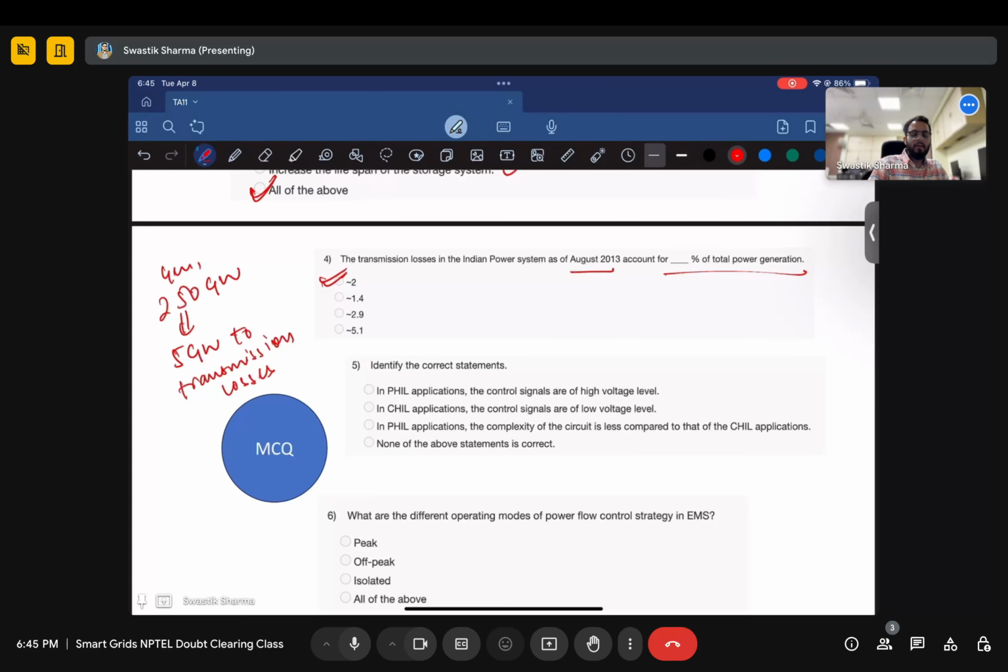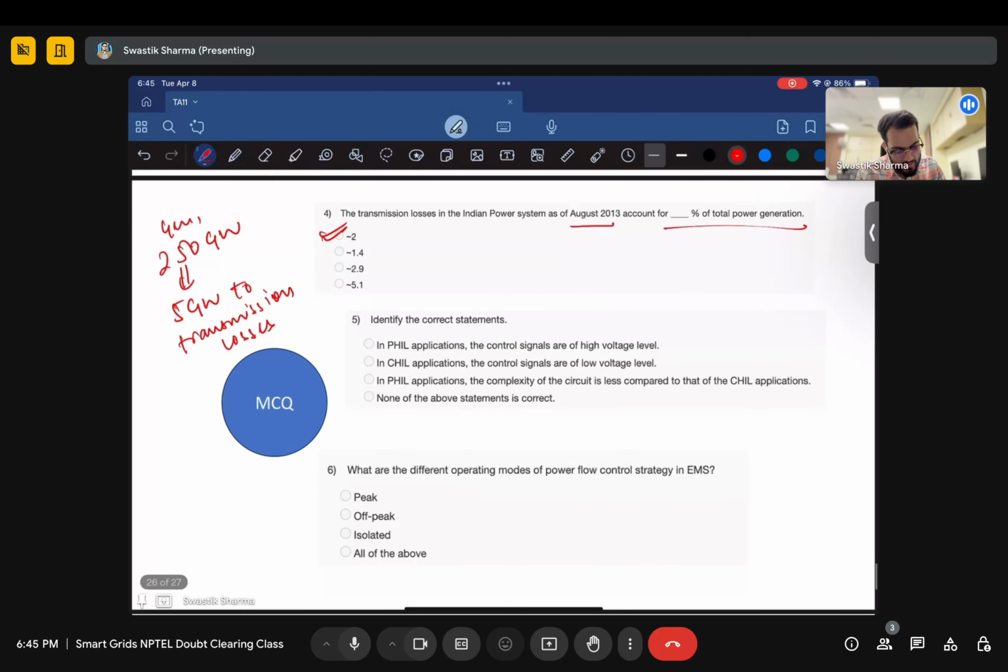So you see, this is huge, and you can check online for different countries, and you'll find that surprisingly they are generating more, but their losses are well below a certain limit, right? So 2% is huge.